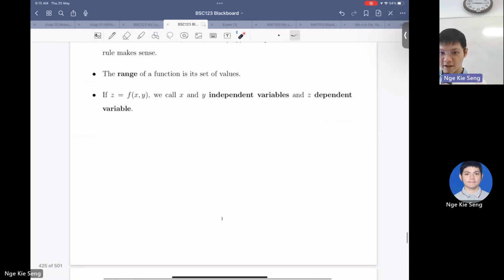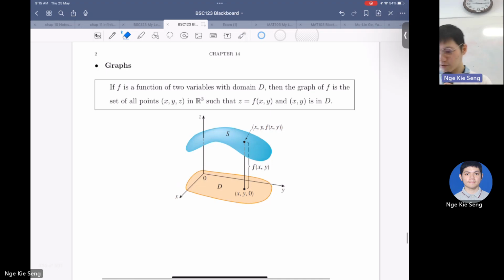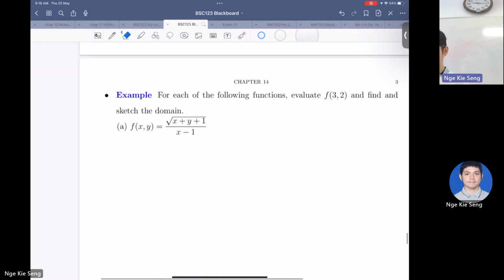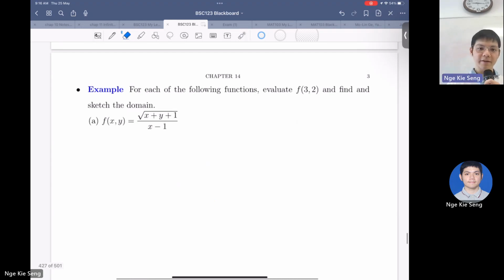So let's see what I mean by natural domain here. Natural domain means all the points such that this function makes sense. Let's look at this f(x, y). It is the square root of (x plus y plus 1) over (x minus 1). So does this function make sense at every point in R2?